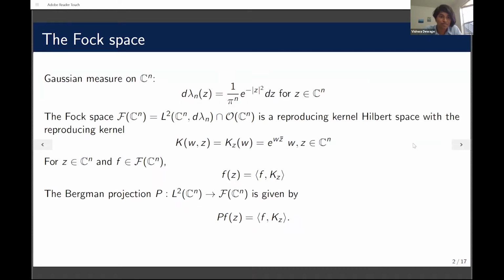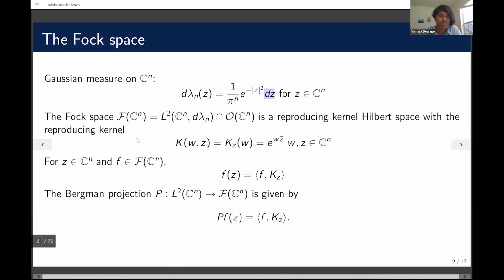So first we define the Fock space. We have the Gaussian measure on Cn by this. Here dC is just the Lebesgue measure, and the Fock space is the intersection of holomorphic functions on Cn with the square integrable functions with respect to the Gaussian measure. This is a reproducing kernel Hilbert space with the reproducing kernel given by k_w(c) equal to e to the w c bar, which we also denote by k sub c.